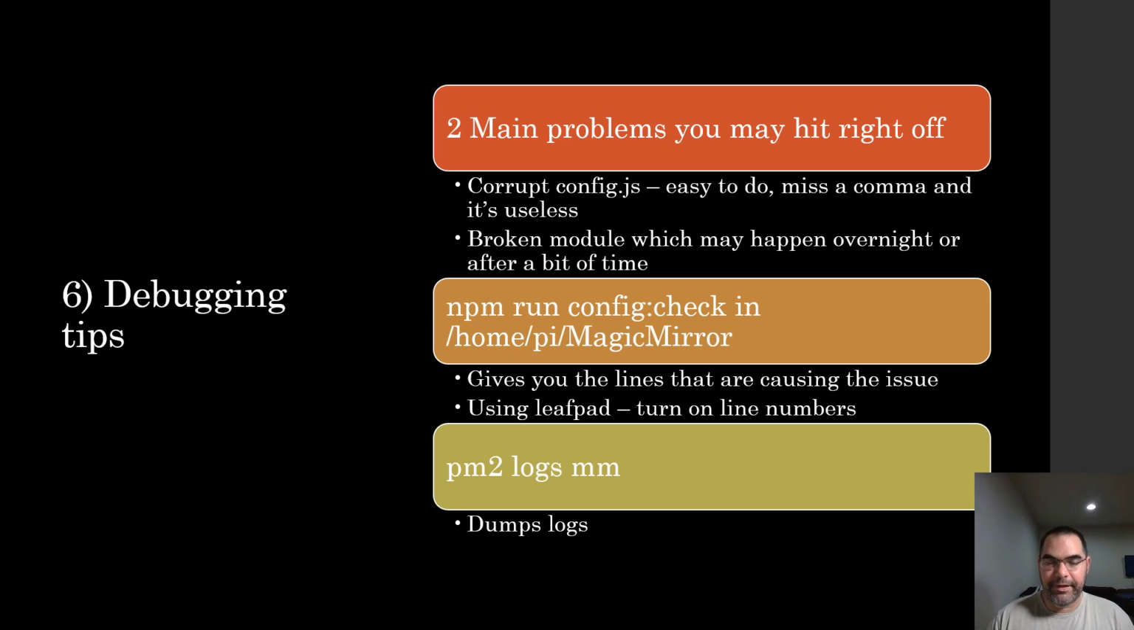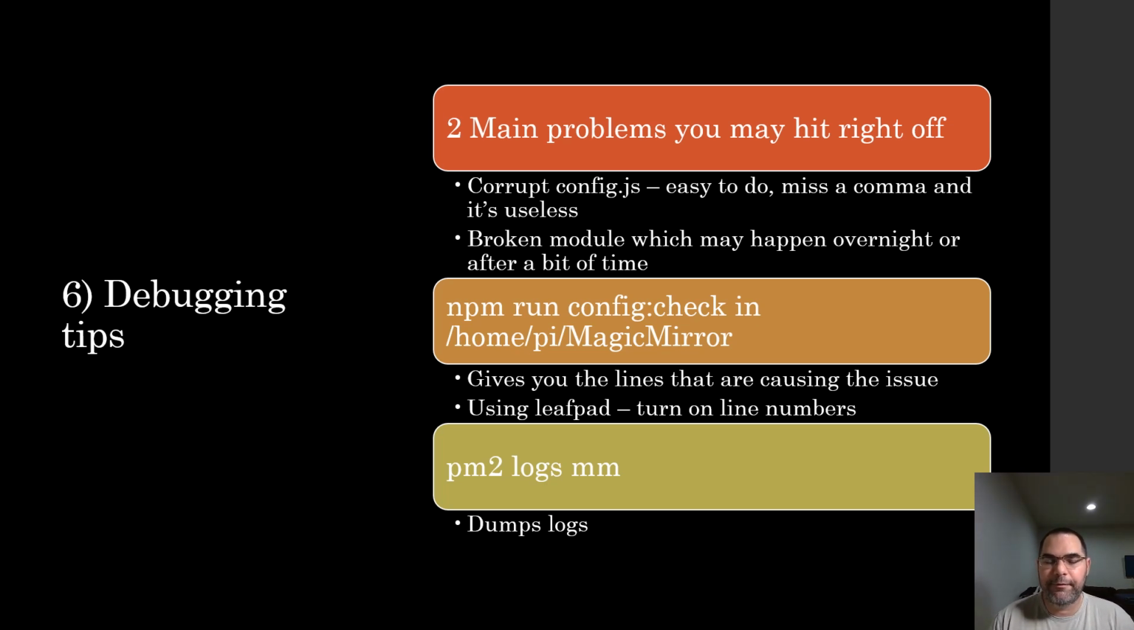So if that happens, run from the Magic Mirror folder npm run config:check, and then it will tell you what line number is corrupt. Then you can type leafpad config.js and look through your config.js file. You can turn on line numbering, match that up with what your npm run came back with, and you should be able to find out what line is actually broken.